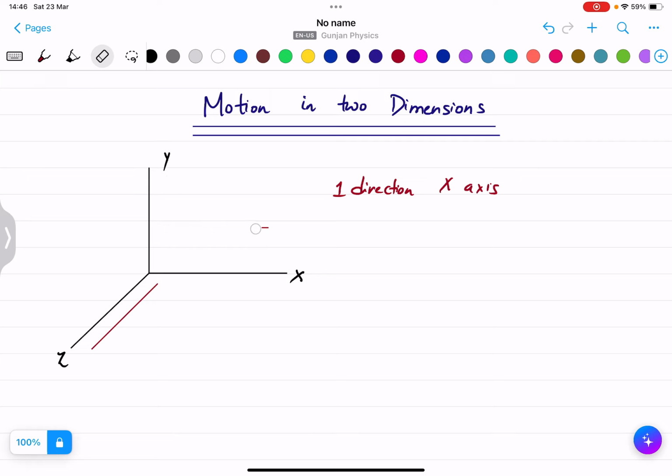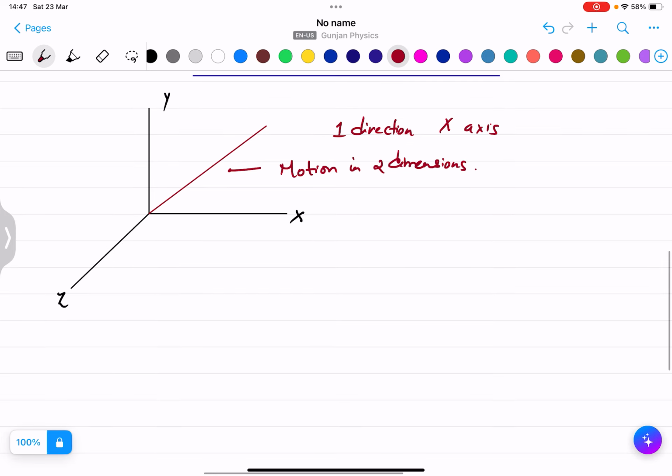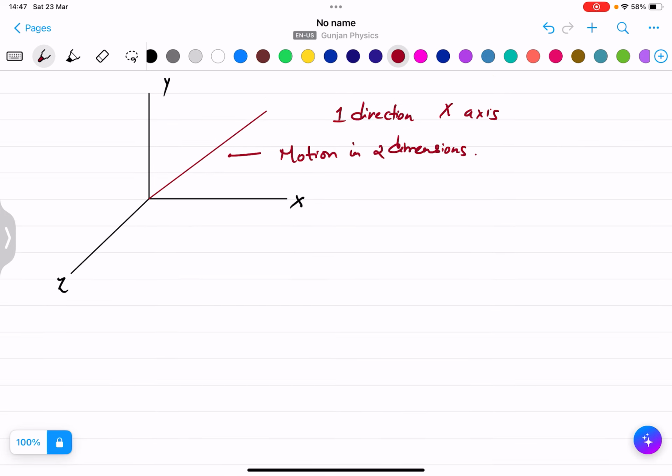Now suppose if I say, like this, that means I am moving in x direction. See, my movement is in x direction and in y direction as well, right? So that's why I can say this is motion in two dimension. So this is basically motion in two dimension.